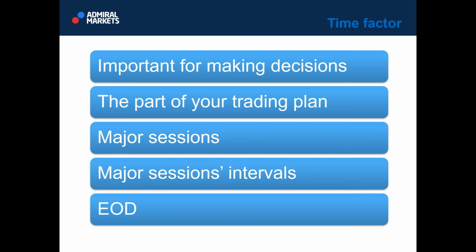Major sessions are also important, guys. You want to trade major sessions, okay? That is also a part of your time factor bullet point. Time factor is decisive. It's very, very important for your understanding of entries and exits. You want to make an entry during major session. You don't want to make entries during major session intervals.